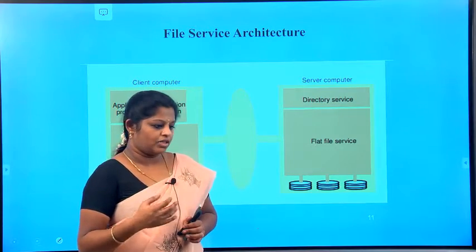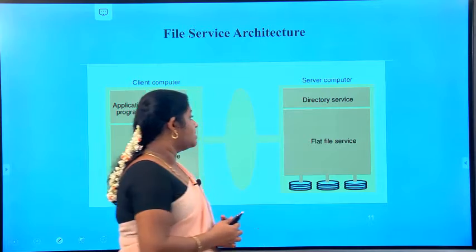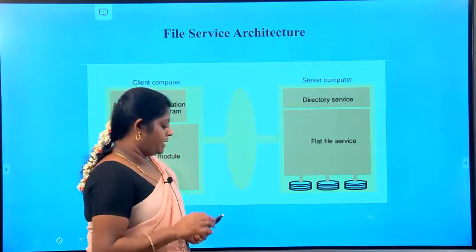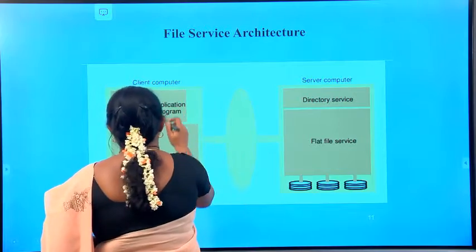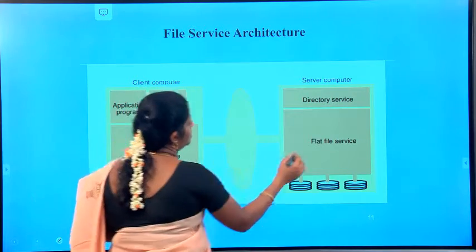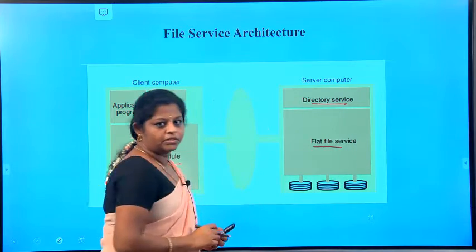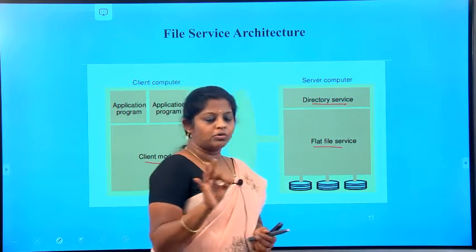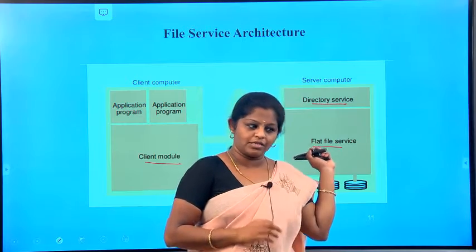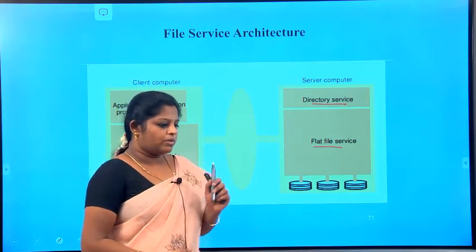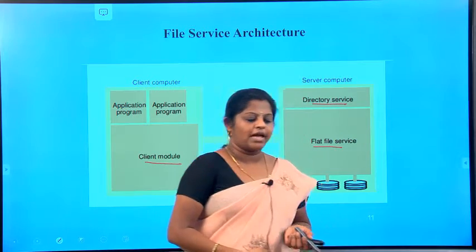The architecture that provides access to the files structures the file service into three components: one is the client module, the directory service, and the flat file service. So we have three modules: one is the client module, another one is the flat file service, and another one is the directory service. First we'll see what a flat file service and the directory service are.